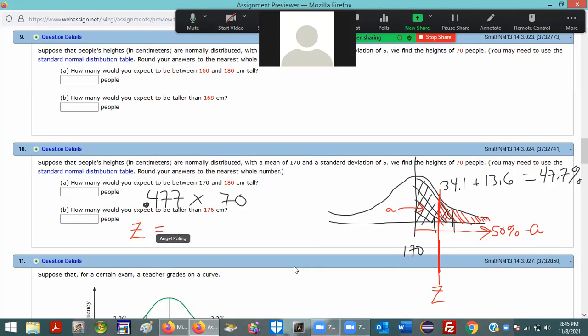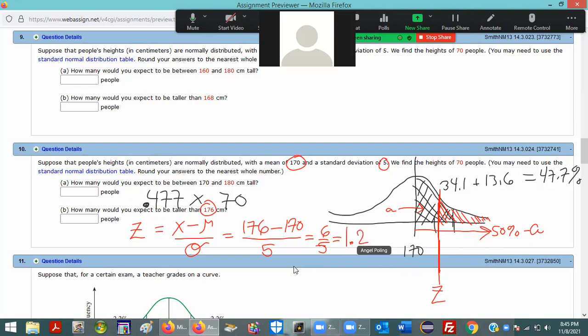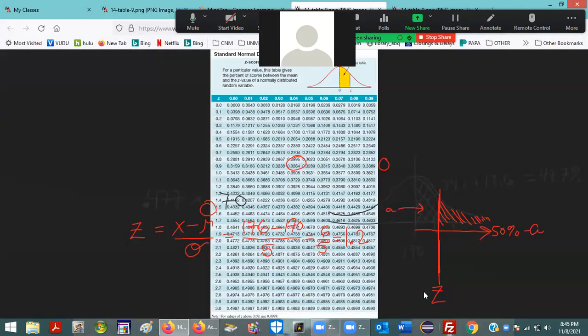Z-scores are X minus mu over sigma. So we have 176, that's our X value, minus our mean, 170, divided by our standard deviation, 5. 6 divided by 5 is 1 1/5. That's 1.20. So we'll go to the standard normal table, look up the 1.2 z-score. It ends in the 0. So we have a 0.3.